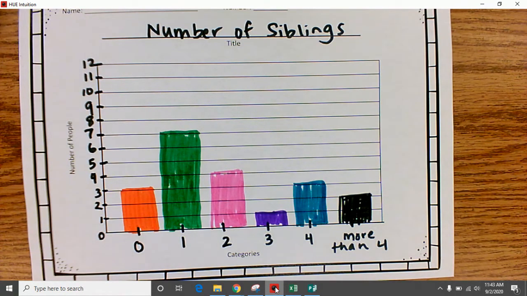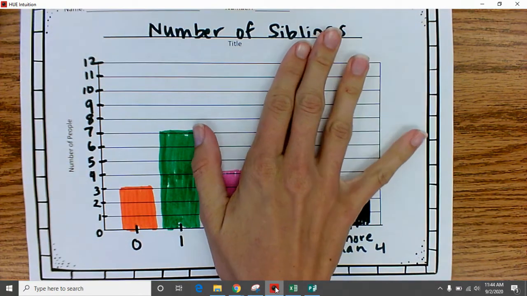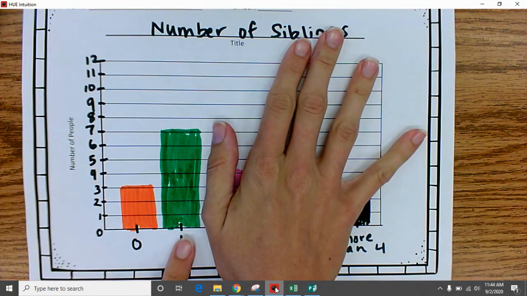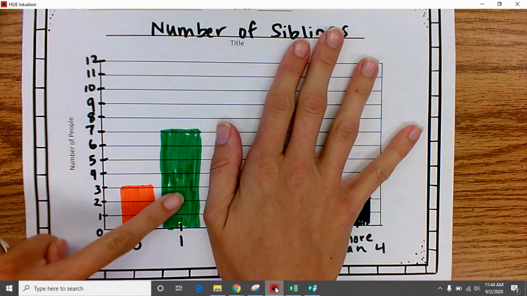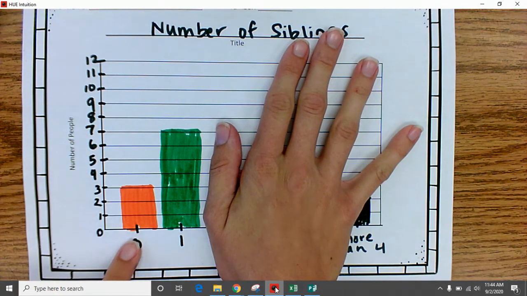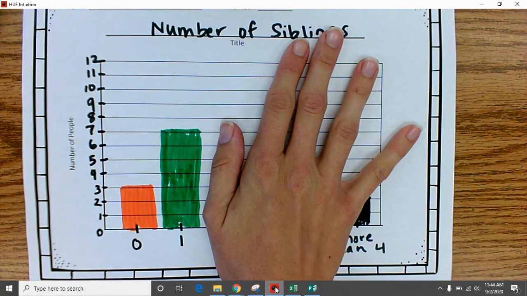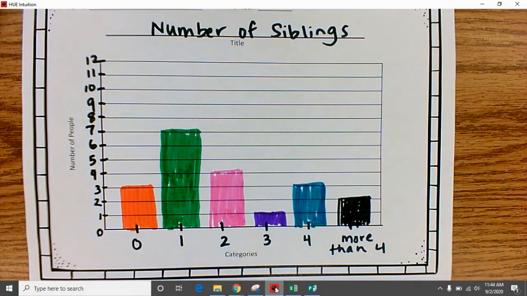You could also answer a little bit trickier questions like how many people have less than 2 siblings? In that case, you would only want to look at the bars that are less than 2. 1 sibling is less than 2 siblings and 0 siblings is less than 2. And you would have to combine these bars together. So this is 3 people and that's 7 people. Together, that's 10 people that have less than 2 siblings.